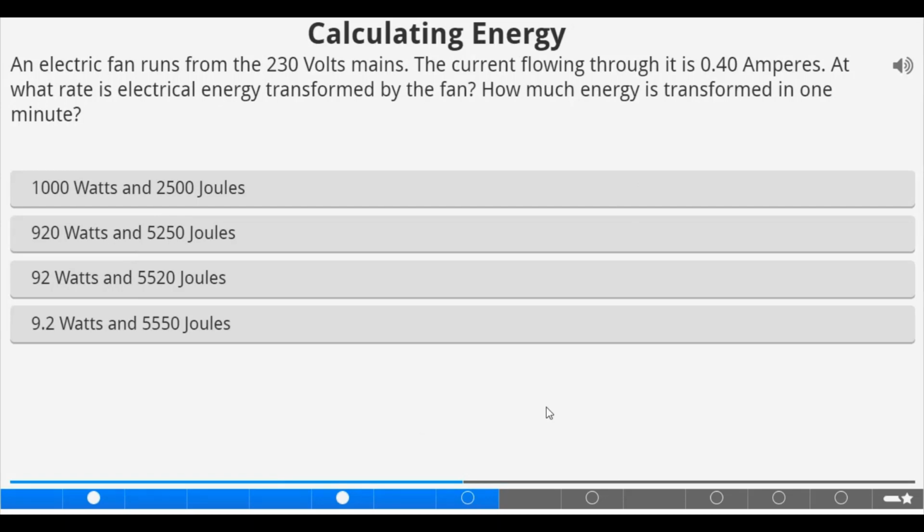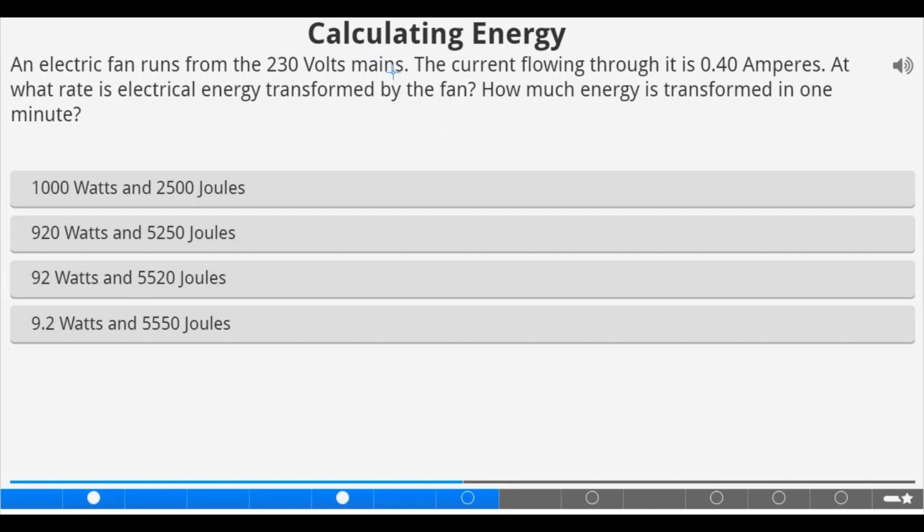An electric fan runs from the 230 volt mains. The current flowing through it is 0.40 amperes. At what rate is the electrical energy transformed by the fan? That rate is dealing with power. How much energy is transformed in 1 minute? That means the total energy that is used.